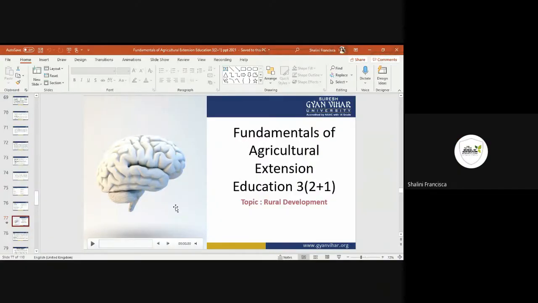Today's topic is rural development, which is a very great topic in the fundamentals of agriculture extension education, because whatever we have studied so far was related to the development of the people who are living in the rural area. So why do we need to develop a rural area, and what are the things associated with the development of this rural area?